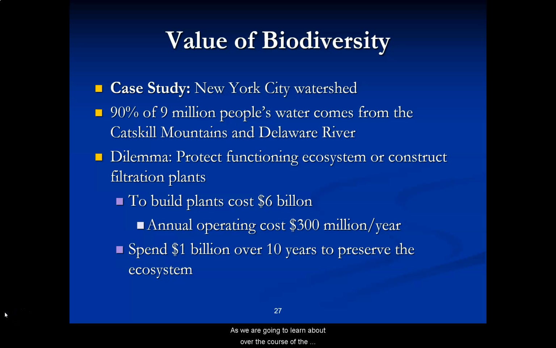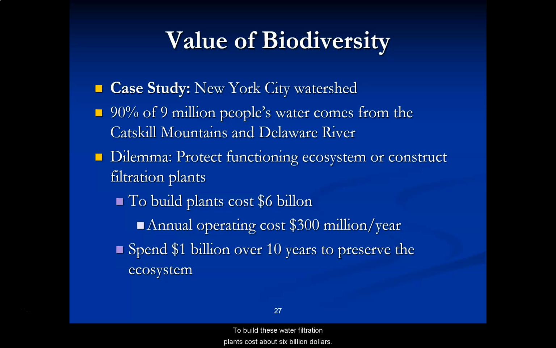As we're going to learn over the course of the semester, it can be hard to put a value on biodiversity. One case study was done within New York City's watershed. 90% of 9 million people's water comes from the Catskill Mountains and Delaware River that supply New York City. New York City had a slight dilemma on their hands in order to provide clean drinking water. They could either protect functioning ecosystems or construct filtration plants.